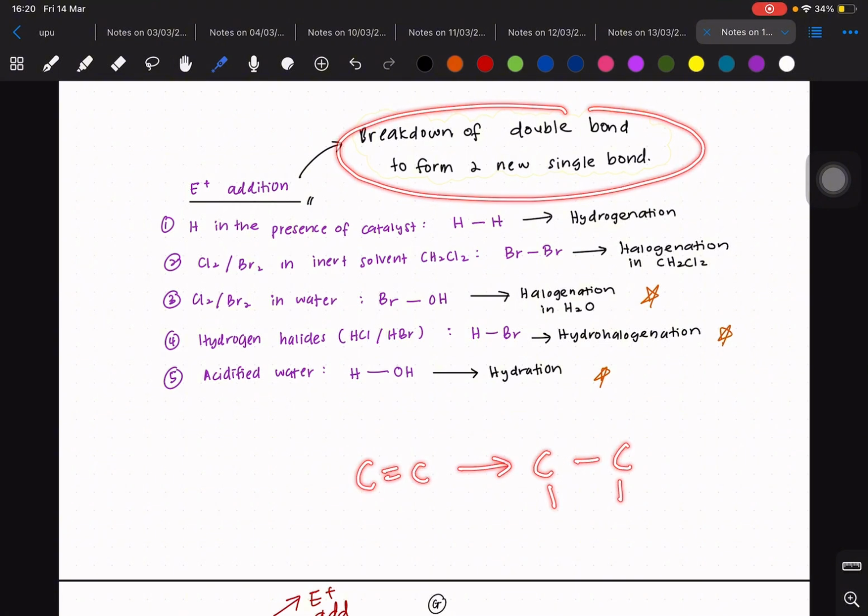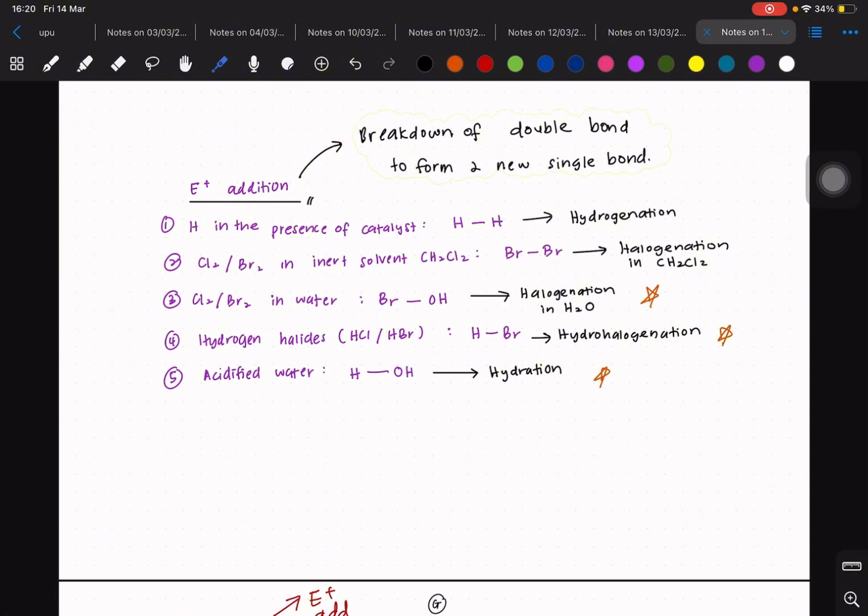single bonds. So for the first case, we have H2 in the presence of a catalyst. The atoms that will be added into the 2 new single bonds are H and H. So this reaction is called hydrogenation. For the second, we have Cl2 or Br2 in its solvent. The solvent refers to CH2Cl2. So in this case, Br and also Br will be added. These 2 reactions actually do not require Markovnikov's rule, because the atoms added are the same.